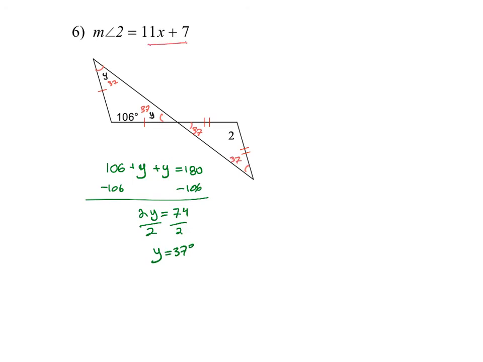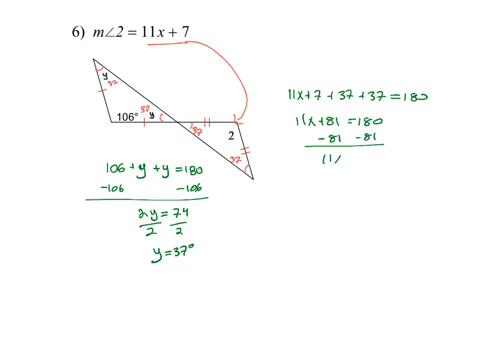And again, it's telling me that angle 2 equals 11x plus 7. So I have that 11x plus 7 plus 37 plus 37 equals 180. That means that 11x plus 81 equals 180 minus 81. I have that 11x equals 99, and I'm going to divide by 11, so x equals 9.